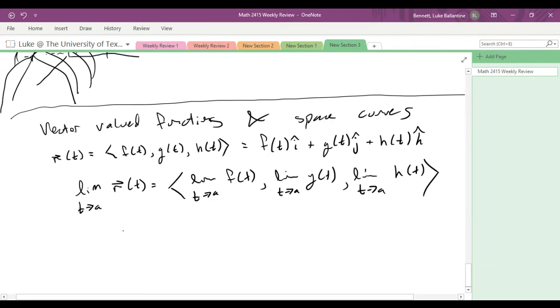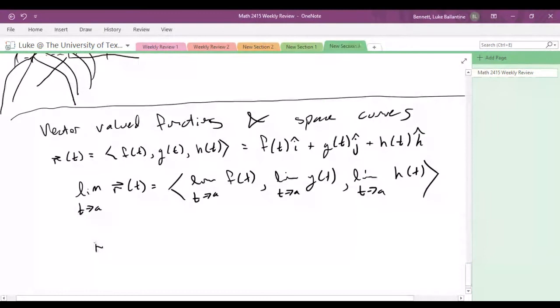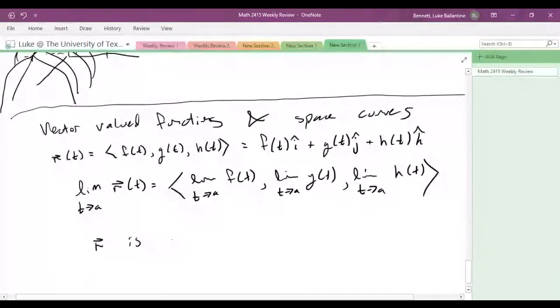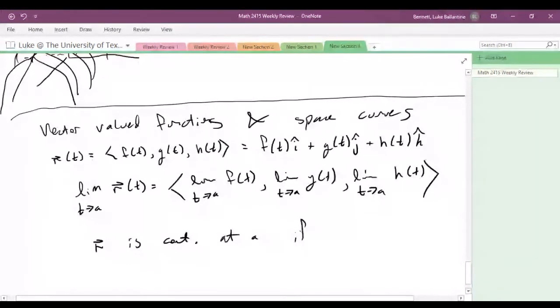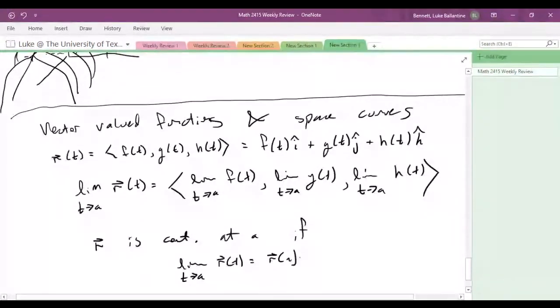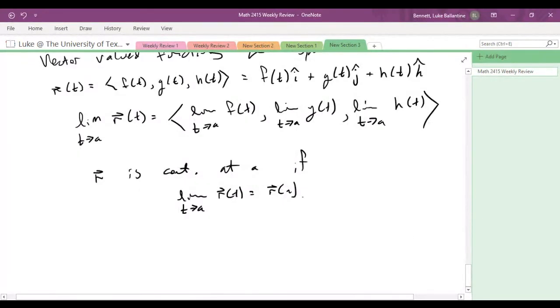Now, similar to the limit definition of continuity for a function of a single variable, we have the vector valued function r is continuous at a if the limit as t approaches a of r of t equals r of a. That is, if the limit equals the function value, then we have continuity. Now, that's the same thing from calculus 1.